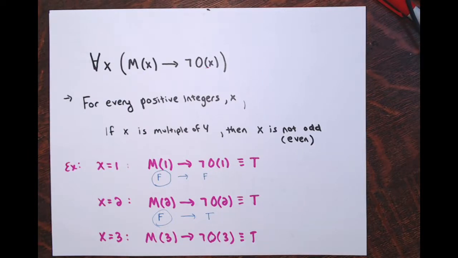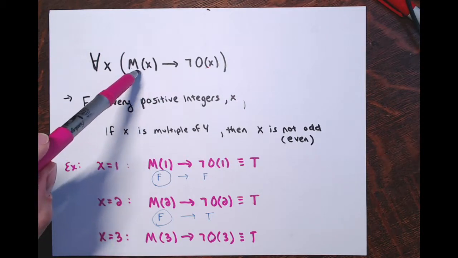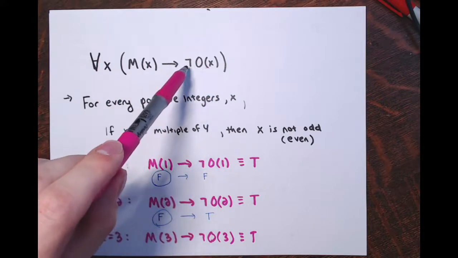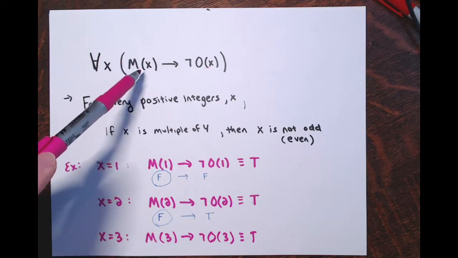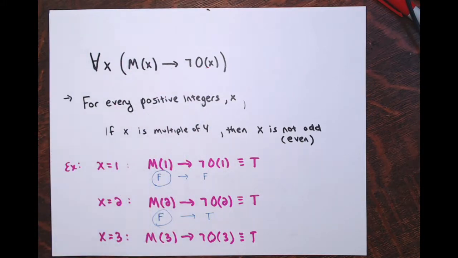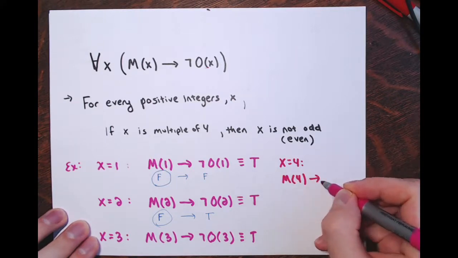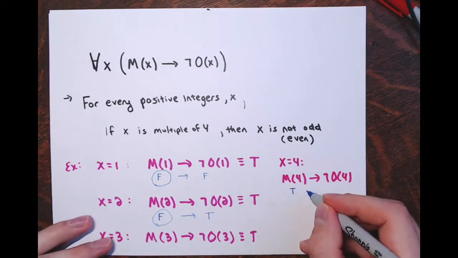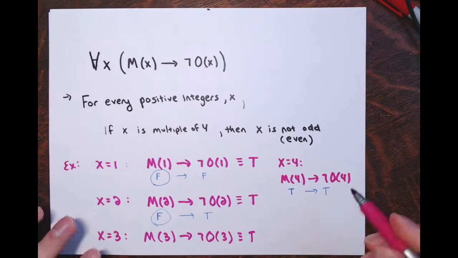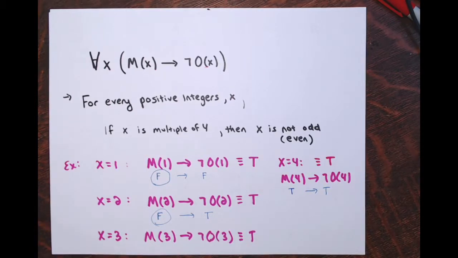So how about multiples of 4, like 4, 8, 12? If I plug in 4, m of 4 is true, O of 4 is false, but not O of 4 would be true. You'd have true implies true all the time, right? Any multiple of 4 is going to make the hypothesis true and the conclusion true, which would make this a true statement. When x equals 4, we have m of 4 implies not O of 4. This will happen for any multiple of 4. True implies true. And when both the hypothesis and the conclusion are true, the implication is true. So it looks like it's going to be true all the time.